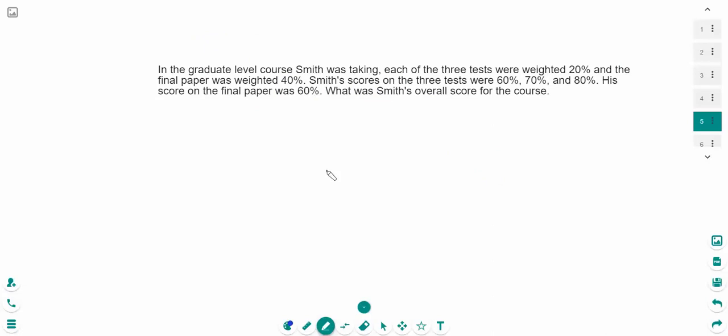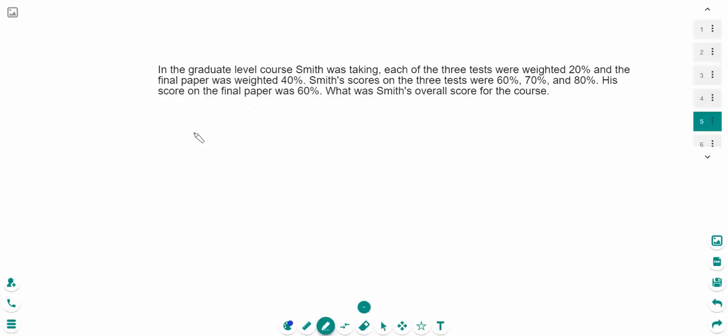In the graduate level course Smith was taking, each of the 3 tests were weighted 20%, and the final paper was weighted 40%. Smith's scores on the 3 tests were 60, 70, and 80. His score on the final paper was 60. What was Smith's overall score for the course?